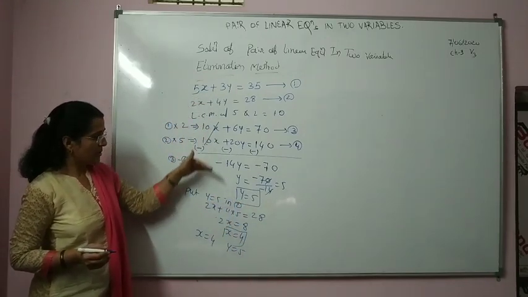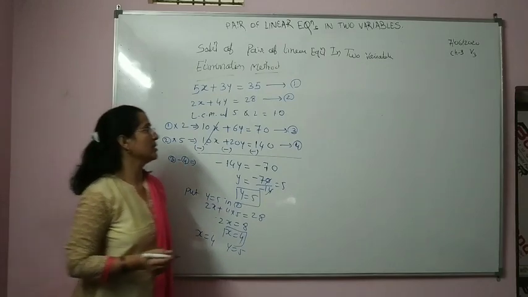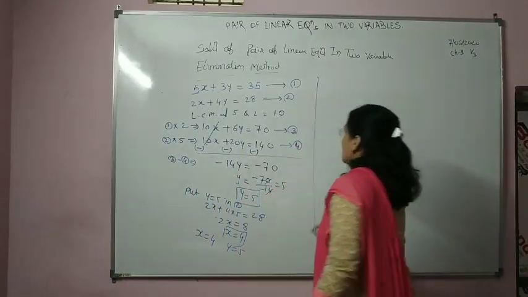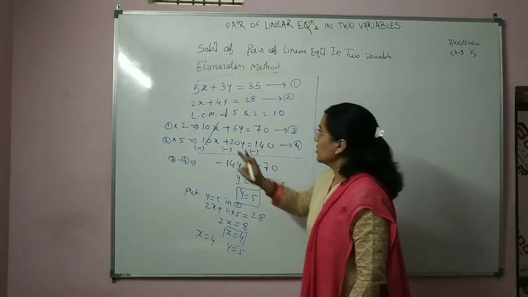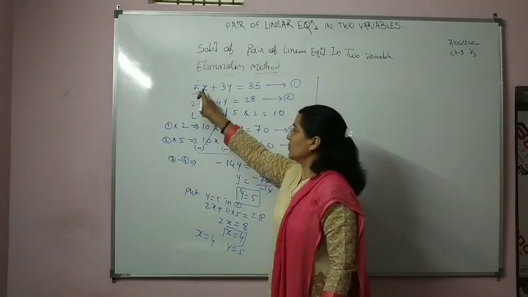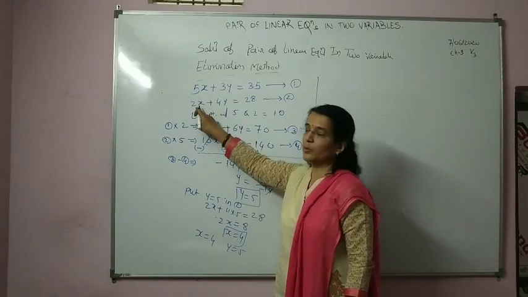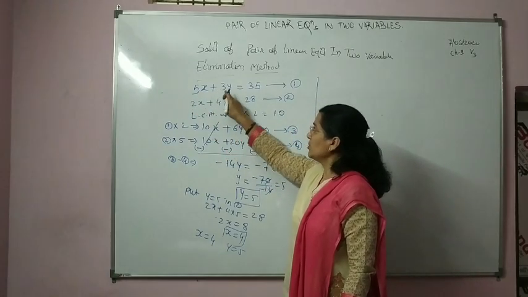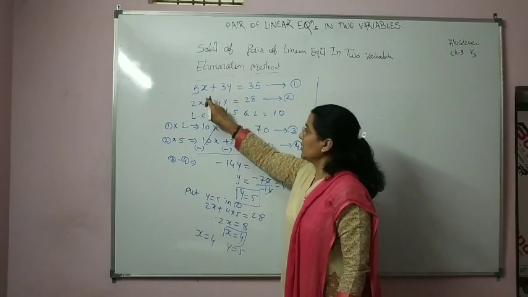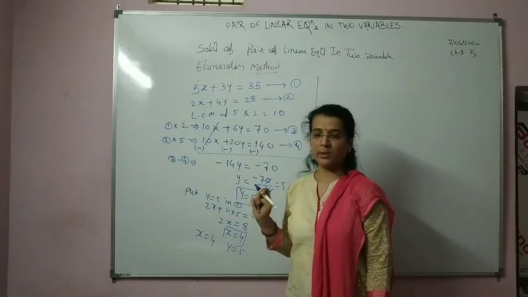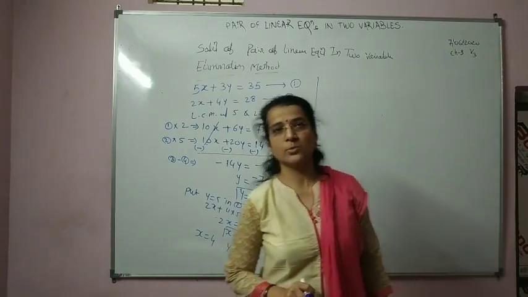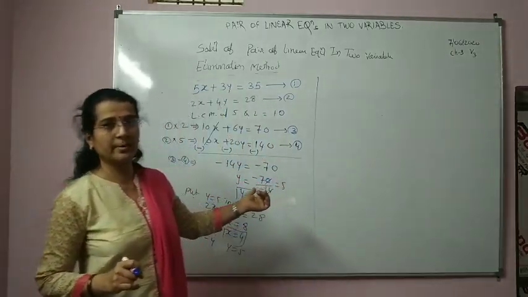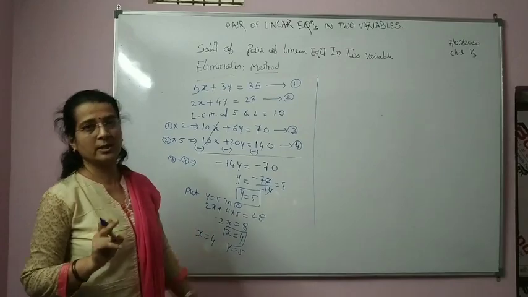So this is the question by elimination method. Now the question comes: solve the equation by elimination method. So here what are you observing? A1 upon A2 means 5 upon 2, and B1 upon B2 is 3 upon 4. A1 upon A2 is not equal to B1 upon B2. It means the system has a unique solution. So here the question is to solve the equation by the elimination method. So in this way you will get the unique value.